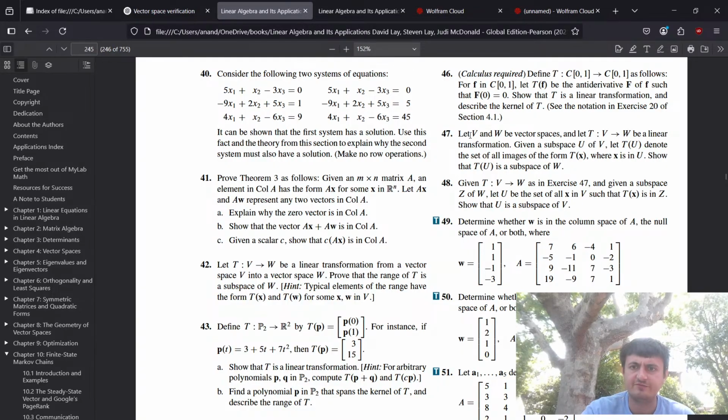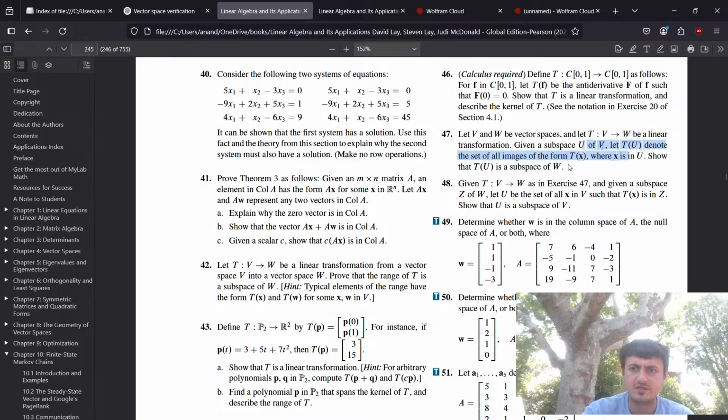Okay, 47. Let V and W be vector spaces, and T from V to W be a linear transformation. Given a subspace U of V, let T of U denote the set of all images of the form Tx, where x is in U. Show that T of U is a subspace of W.